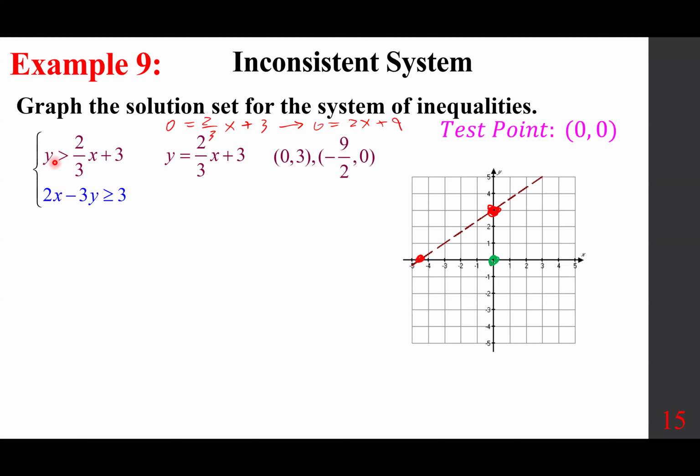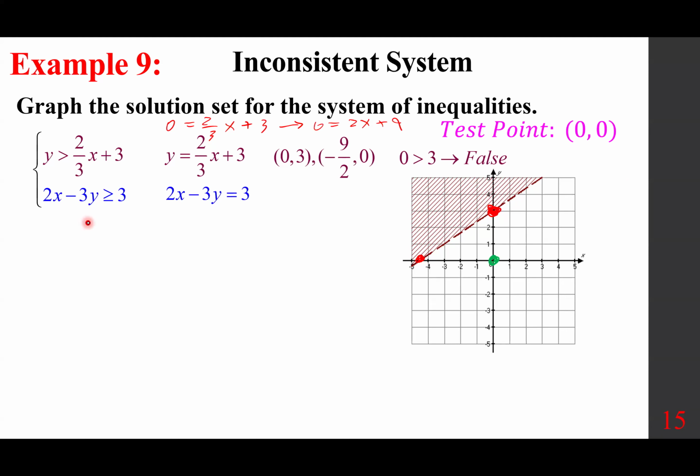So if I put 0 larger than 0 plus 3, that means 0 larger than 3, it's a false statement. So this makes it false. The other side is shaded as a solution. So we're done with the first one. We go with the second one, we do the same thing. We come up with two pairs. So first we make it into equality.